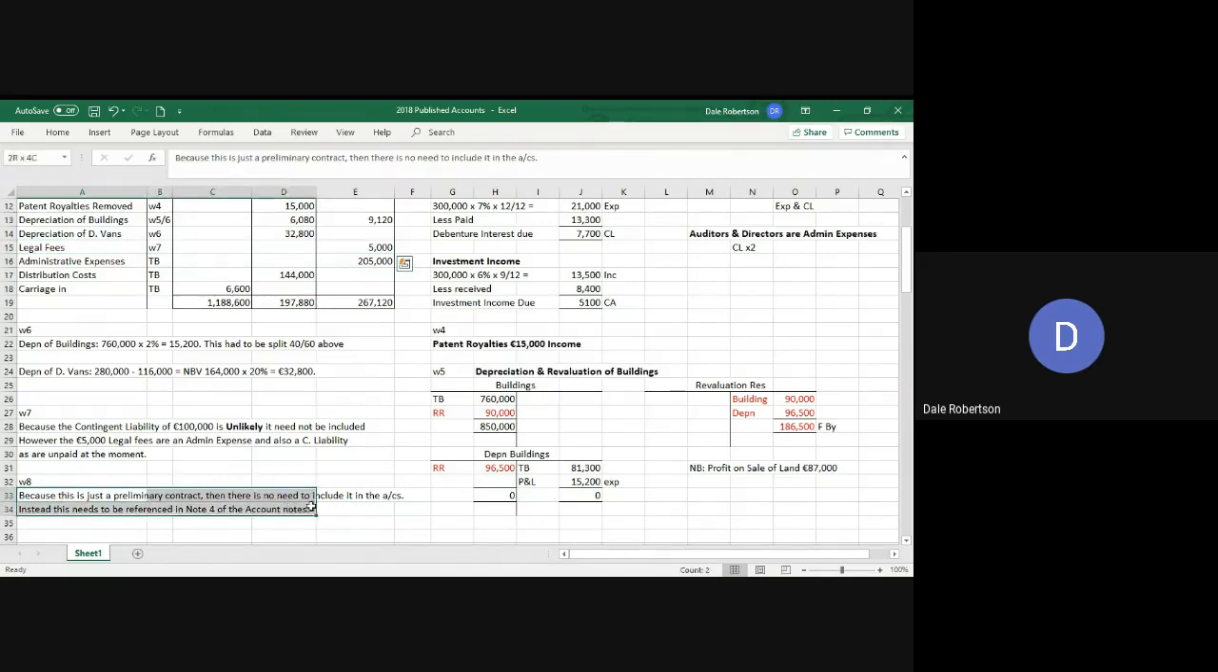It must be referred to in note 4 in this question, where note 4 asks you about capital expenditure commitment notes. It's something that they're planning to do, but it hasn't happened as of yet.